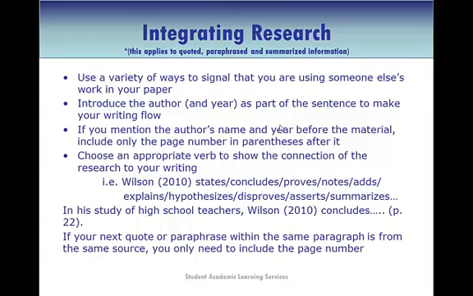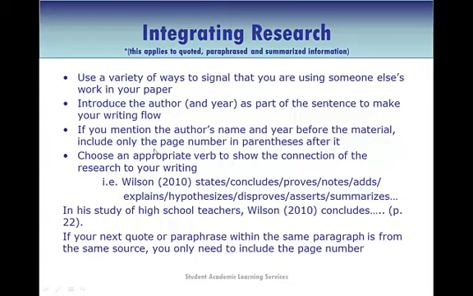Then I'm going to choose a verb that signals what it is that Wilson said. Did Wilson explain, disprove, conclude, note, and so on? So I'm going to use the author, the year, a particular verb, and then the piece of information. Finally, the in-text citation involves putting the page number. So here's an example of a sentence. In his study of high school teachers, Wilson, 2010, concludes, and I didn't write the information here, but at the end of that information, I'm going to put the page number and a period.